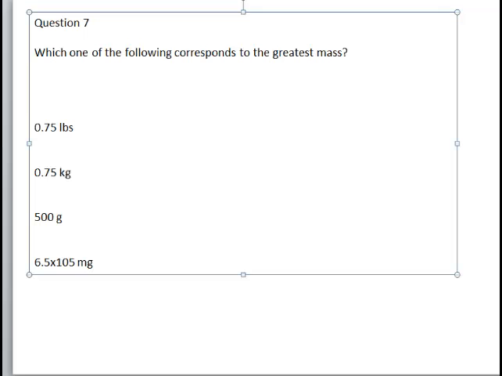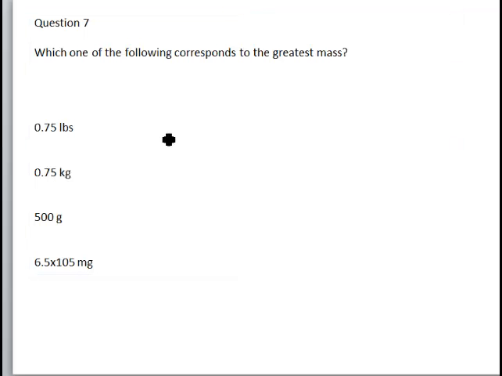Okay, here's a good problem. This is question 7. And good problem, I say, because it's a quick way for me to ask you to do several things. So which of the following corresponds to the greatest mass? The only way to tell is to get these all in the same units. And we can pick whatever unit we want to. Let's pick the base unit, and let's pick grams.